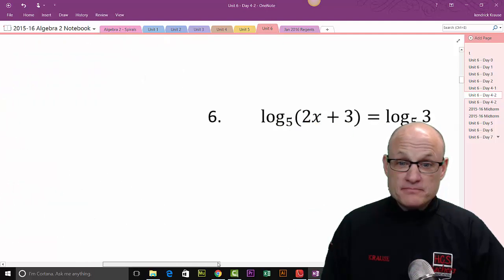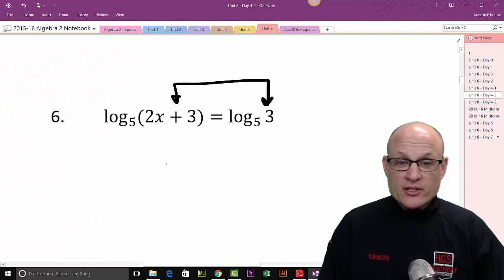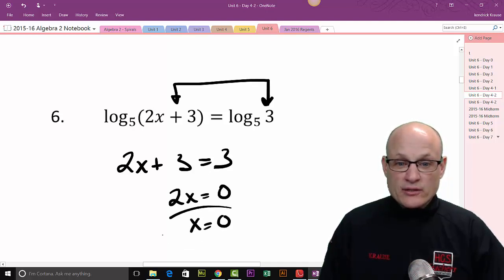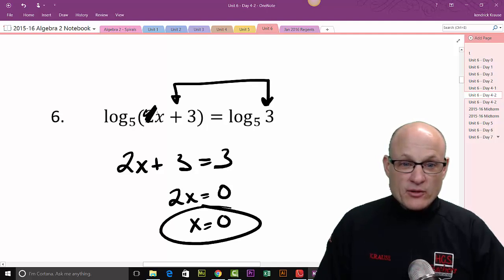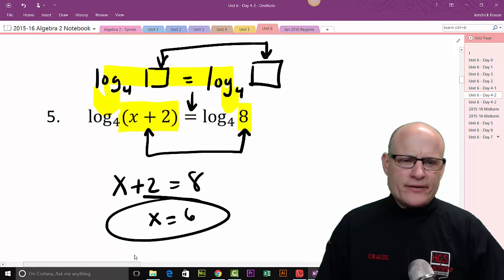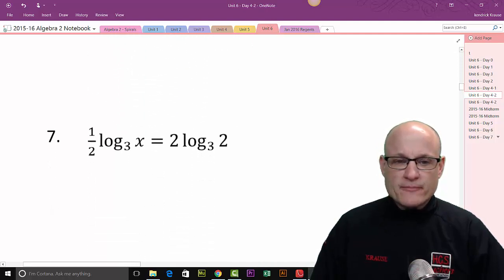Not bad. Over here, 2 logs, as long as those bases are the same, I get this and this. So I get 2x plus 3 equals 3. Subtract 3, I get 2x equals goose egg, or x equals goose egg. And that kind of makes sense, right? If this went away, I just have log 3 equals log 3. I didn't even notice that. Don't worry, I didn't notice it the first time I did the problem either.